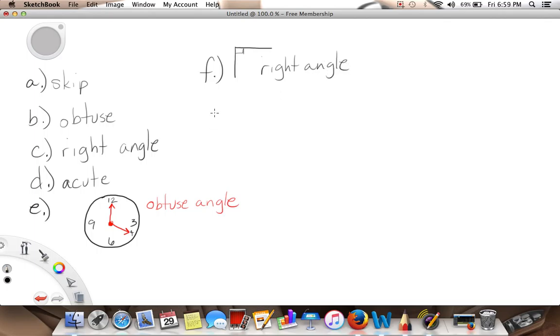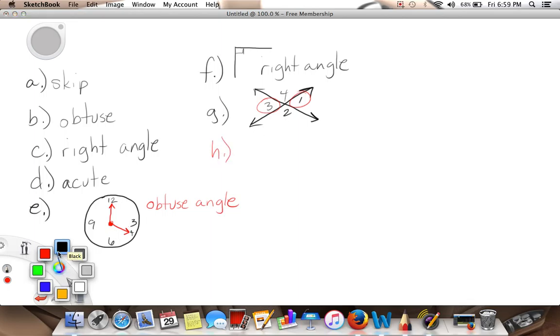Okay. Letter G. G says, which two angles formed by these oblique lines are acute? And if we notice, that picture looks like this. And we have angle 1, 2, 3, and 4. Okay? So which two angles are acute angles? Well, the small angles here would be angles 1 and 3. Those are the acute angles. Okay? Now, that means that angle 2 and angle 4 would be obtuse angles.